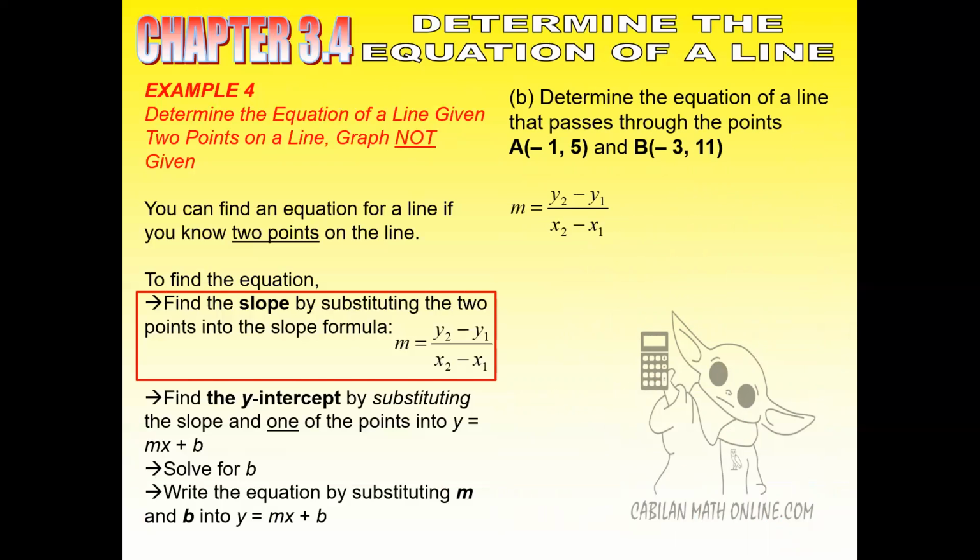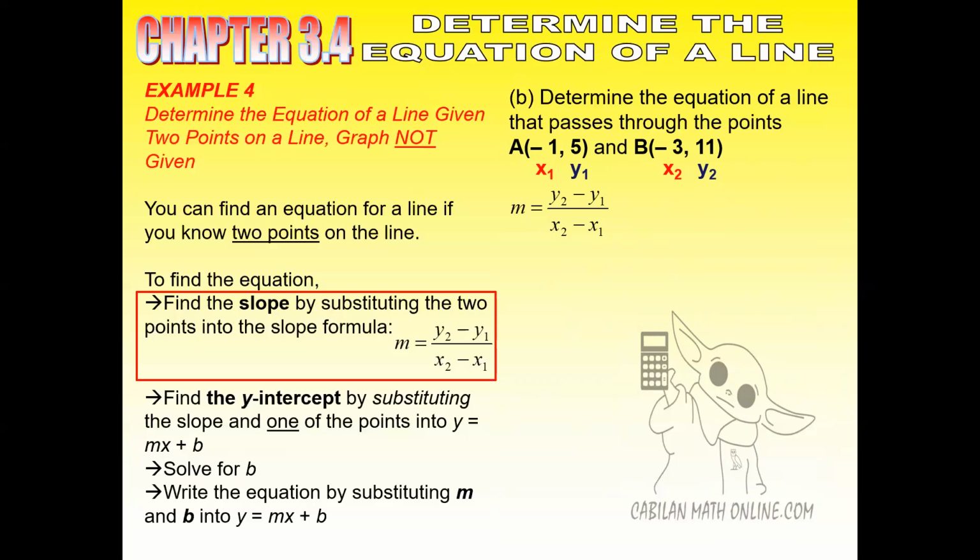So remember that the first point you're always going to label as x1, y1. And the second point is always x2, y2. And again, just as a reminder, do not mix and match the x's and y's with each other. Okay, keep it nice and simple. First point is x1, y1. Second point is x2, y2.